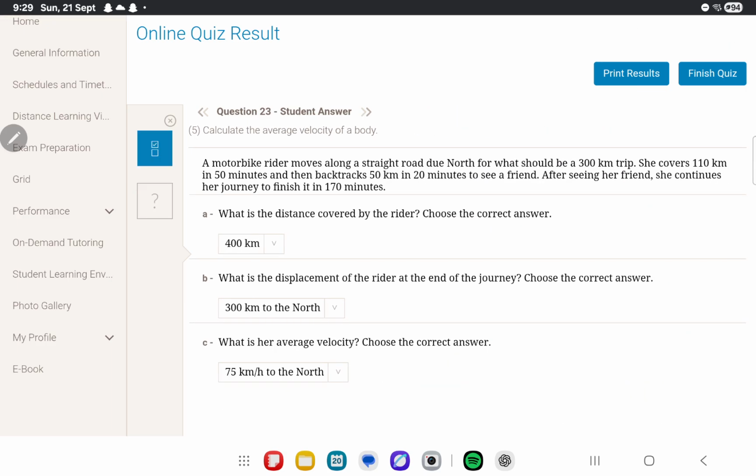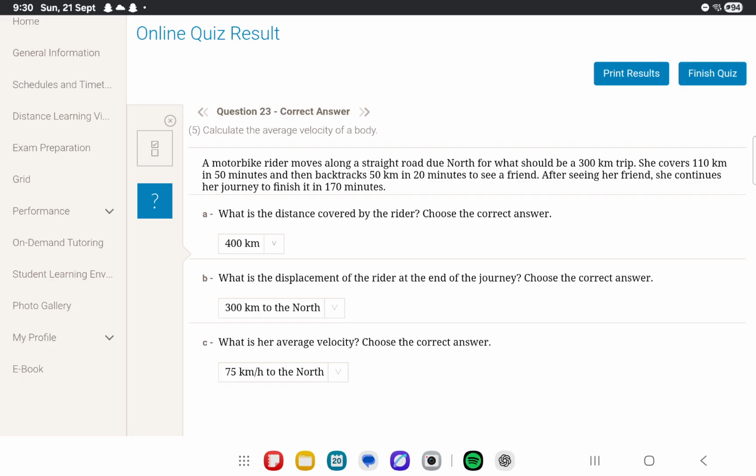Okay, question 23. A motorbike rider moves along a straight road due north for what should be a 300 kilometers trip. She covers the first 100 kilometers in 50 minutes and then backtracks 50 kilometers in 20 minutes to see a friend. After seeing her friend, she covers her journey to finish in 170 minutes.